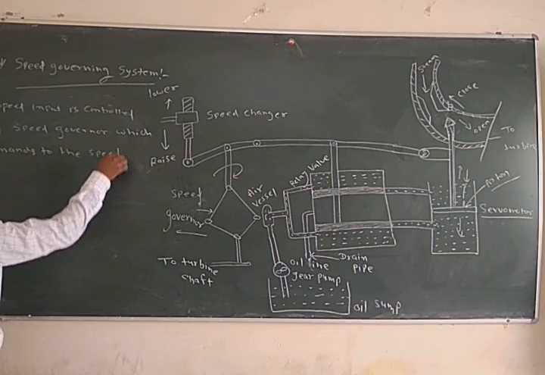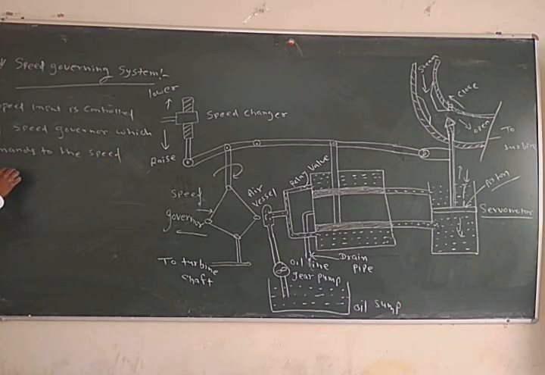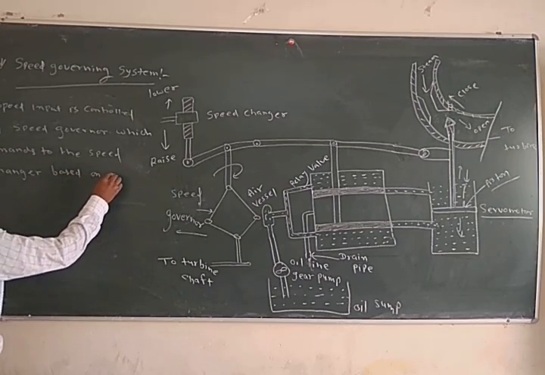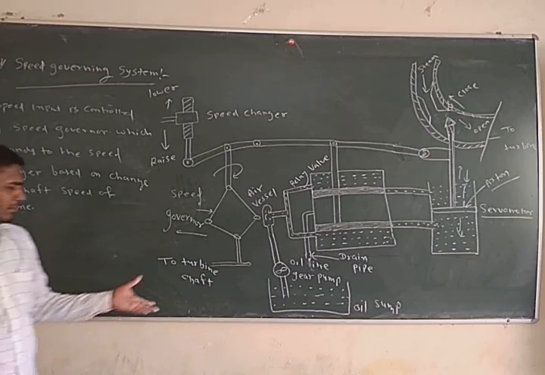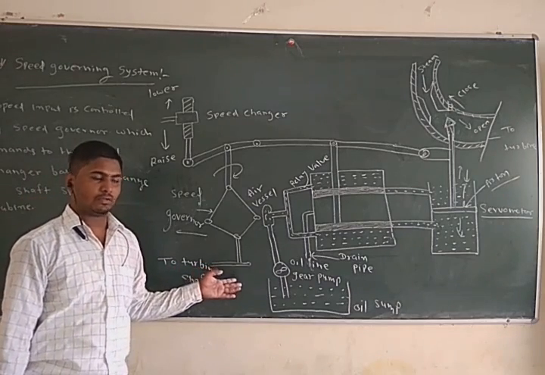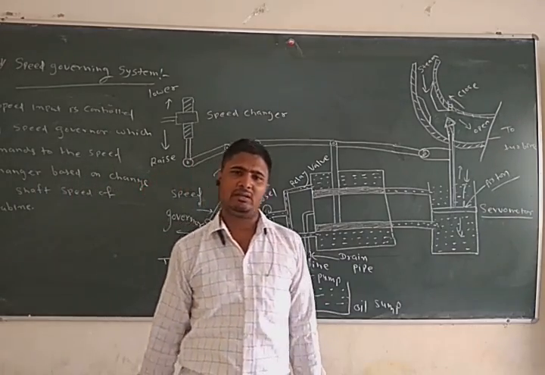Which commands the speed changer based on change in shaft speed of the turbine. Shaft speed changes on the basis of load demand at the turbine.